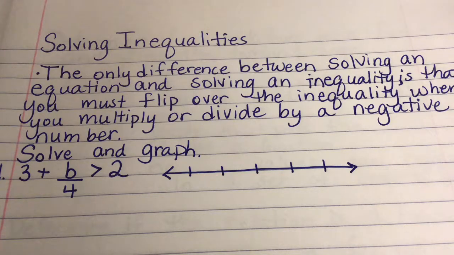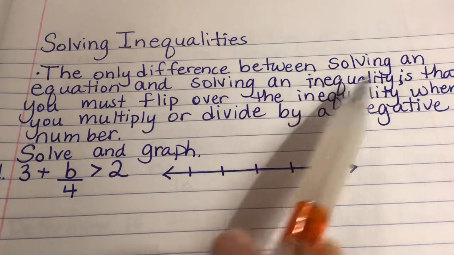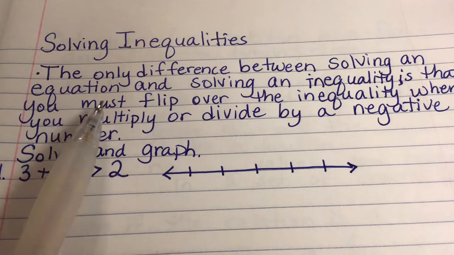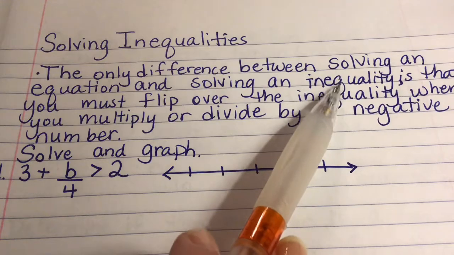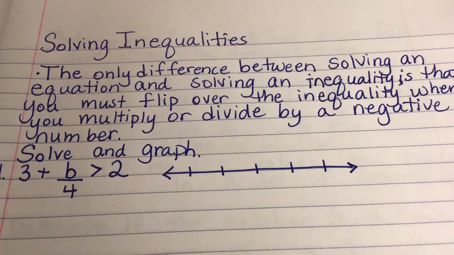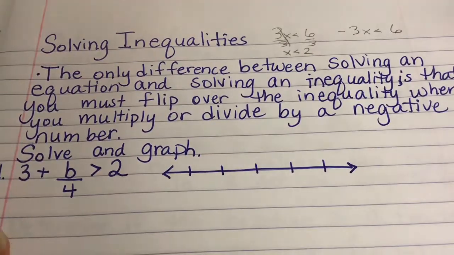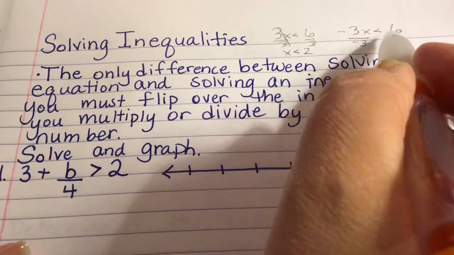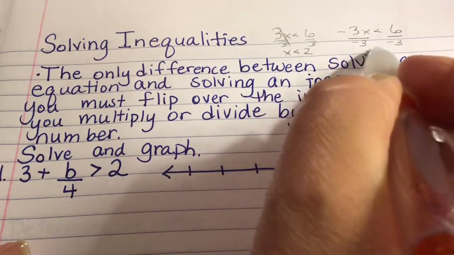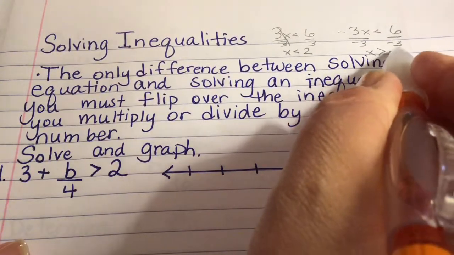Today I wanted to do a video about solving inequalities. The only difference is that when you multiply or divide by a negative number while solving an inequality, you have to flip the inequality over. Negative 3x is less than 6. Then when you divide by negative 3, x has to be greater than negative 2.